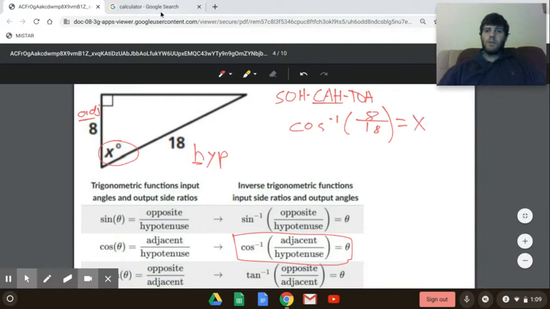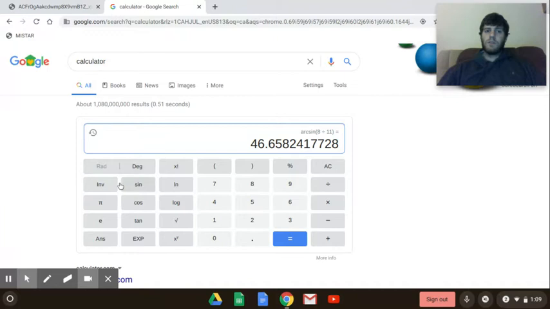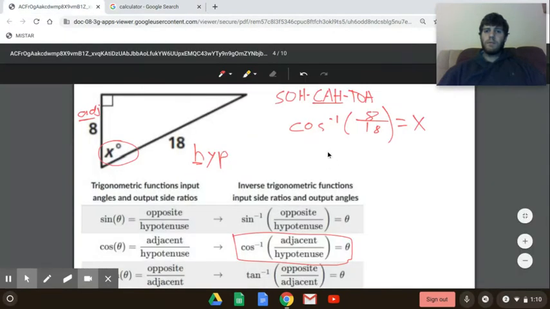Okay, we go over to our calculator, make sure you're in degrees. We do inverse cosine, which is the same as arc cosine. Then we put in our ratio, which was 8 divided by 18. And we hit enter, and that's 63.6. So 63.6 degrees is x.